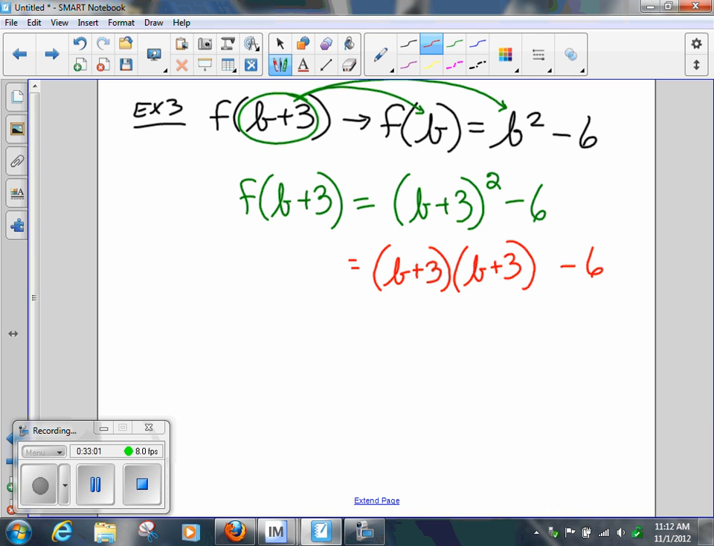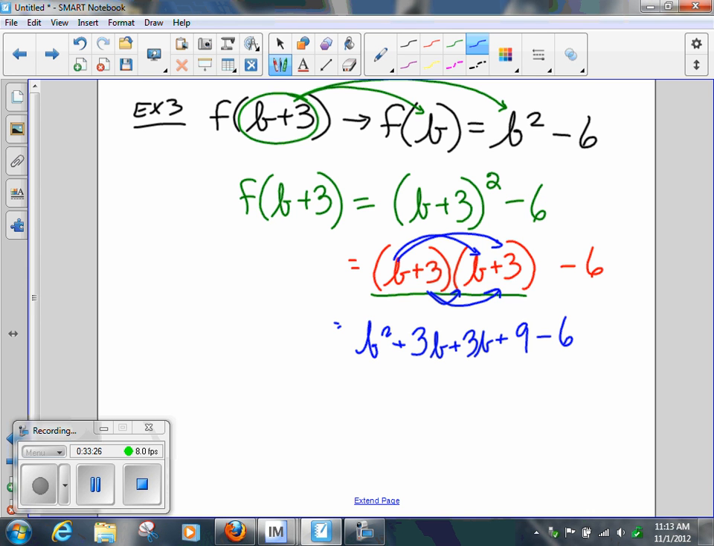So what are we going to do here, y'all? What are we going to do with this right here? Are we going to FOIL it out? That's what we're going to do. We're going to FOIL it out. So b times b, b squared. b times 3, 3b. 3 times b is 3b. 3 times 3 is 9. Minus 6. Now what? Combine like terms. We got 2 in the middle, and we got 2 on the end. Shouldn't we have b squared plus 6b plus 3, folks?